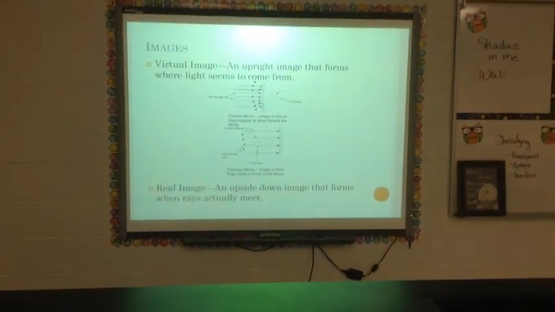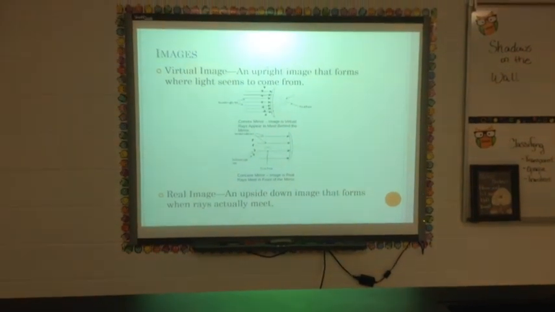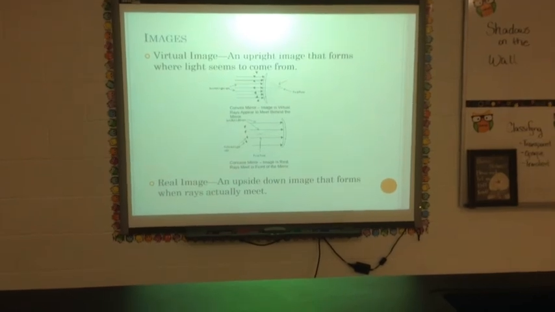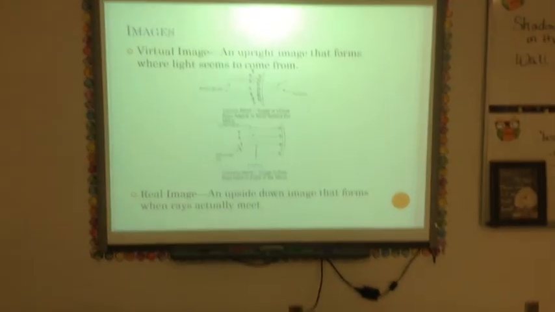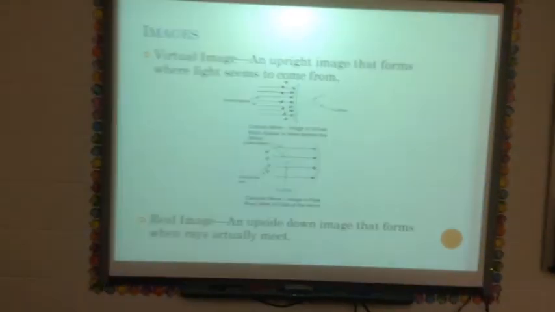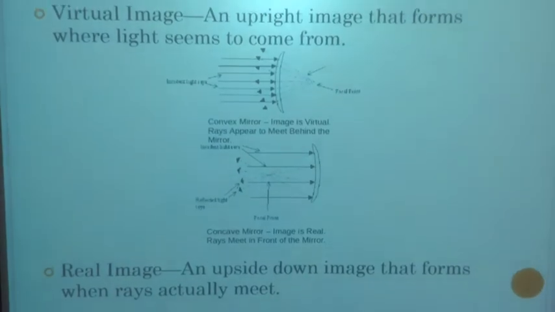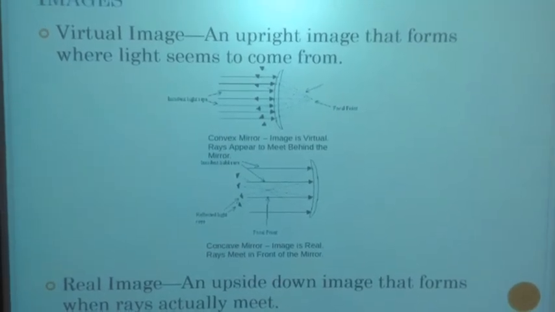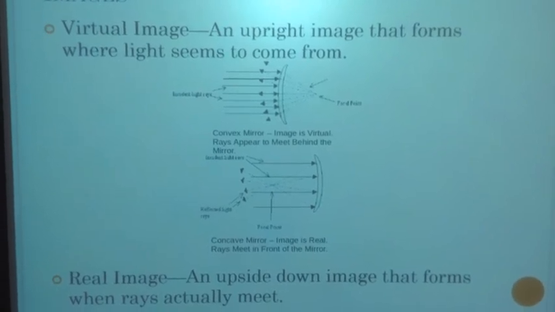Here's what our images would look like. A virtual image is an upright image that forms where the light seems to be coming from. A real image is an upside down image that forms when rays actually meet. I'm going to zoom in here a little bit on the lenses so you can see what it looks like between your convex and concave mirrors. You have your focal points and then how the light rays reflect back.